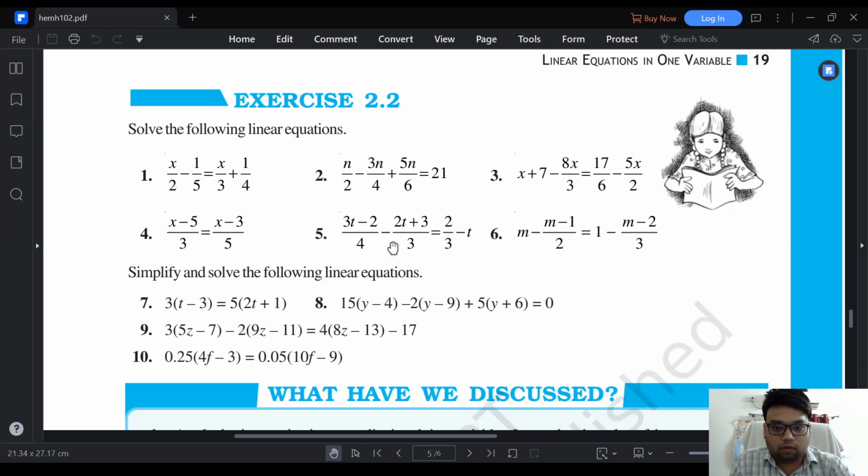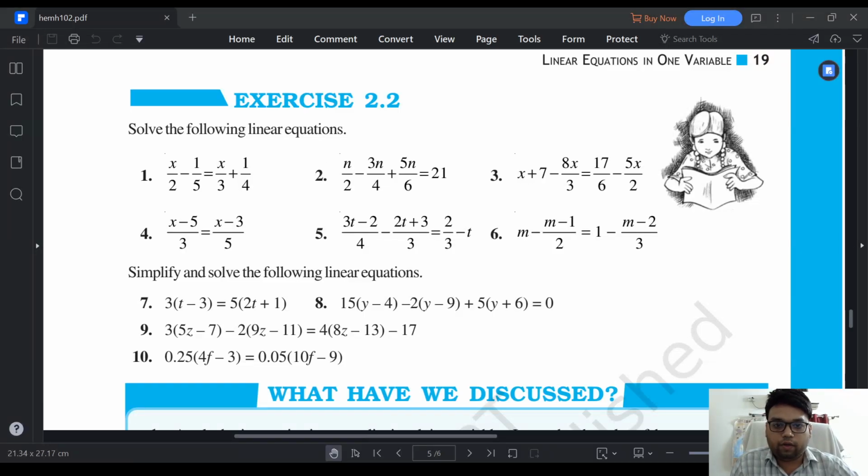What is question number 5? If you are using a notepad, notebook and pen, then please write the question. (3t minus 2) divided by 4 minus (2t plus 3) divided by 3 is equal to 2 by 3 minus t. Write down the question. Now we have to solve this question.